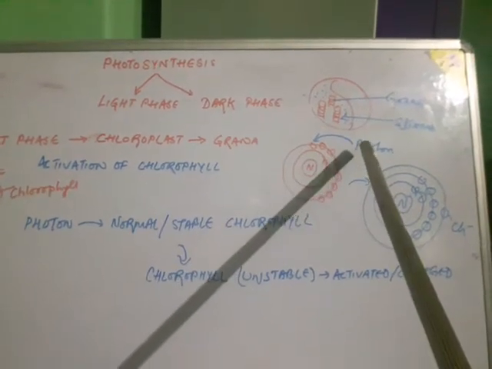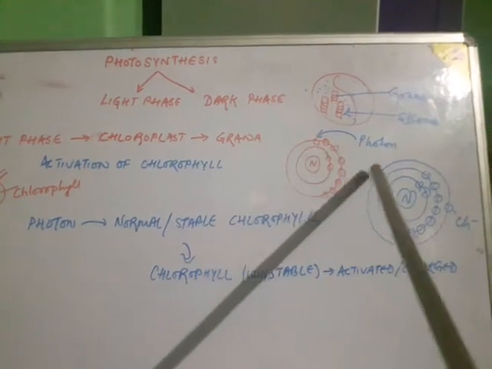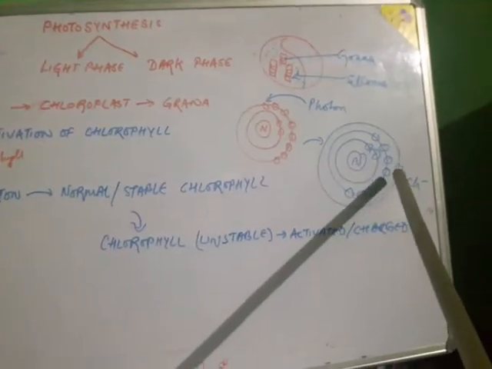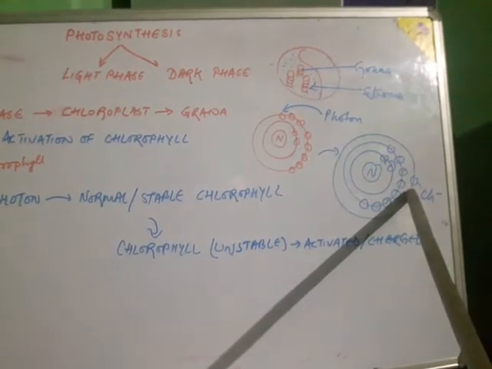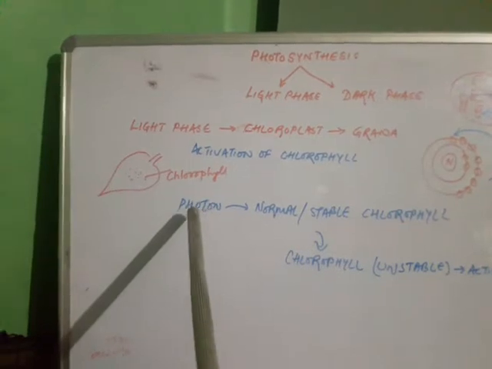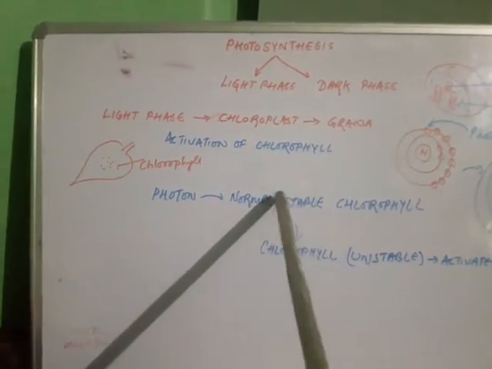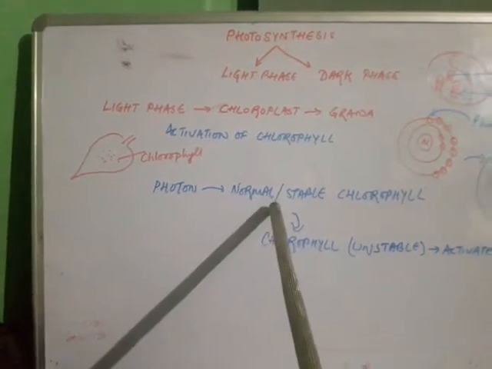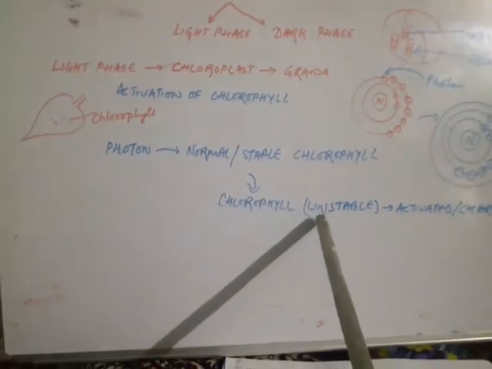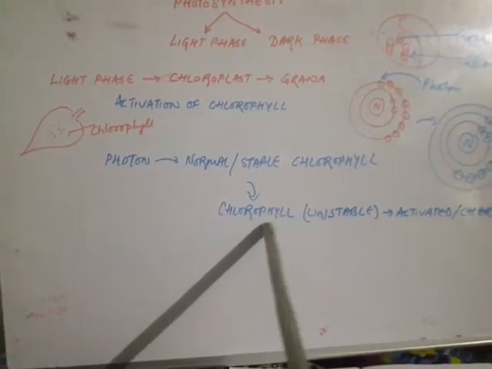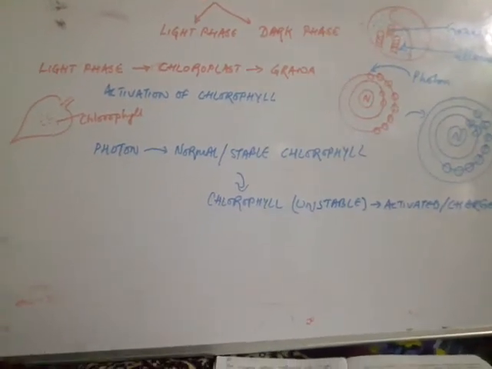As soon as the chlorophyll absorbs photon particles, one more electron gets added here, and now it becomes activated or charged. First of all, the photon particles are absorbed by the normal or stable chlorophyll. After absorbing these photon particles, the stable chlorophyll becomes unstable. This unstable or charged chlorophyll is called activated chlorophyll.